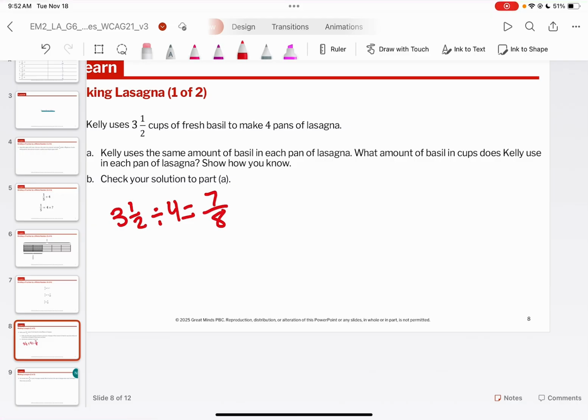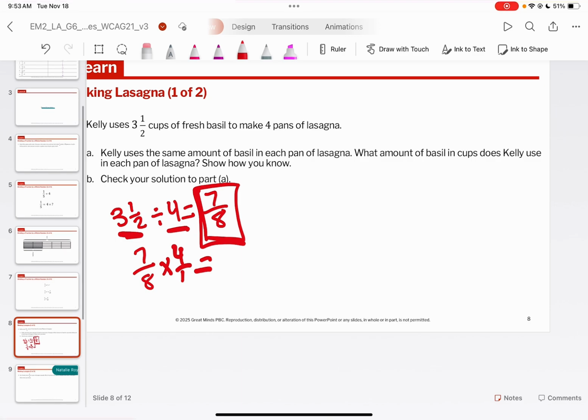I don't get how to check. Okay, so I know that my answer times my divisor will always have to equal my dividend. So if I take 7/8 times 4, I get 7 times 4 is 28 over 8. And when I simplify that, I get 3 1/2. So you can take your answer times your divisor, and you have to get your dividend. That's how we check our solution.